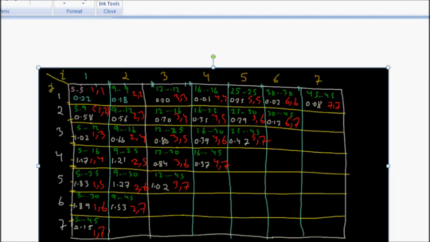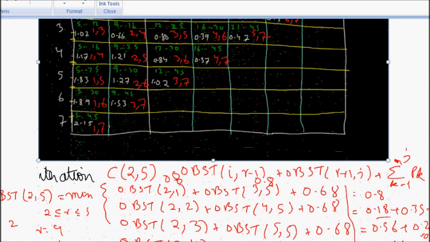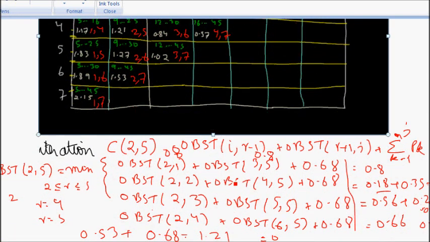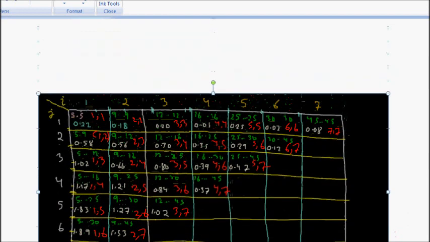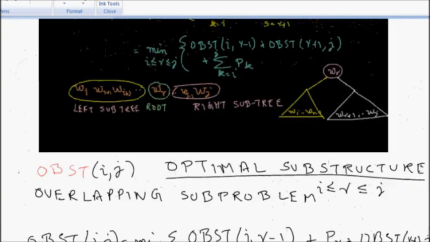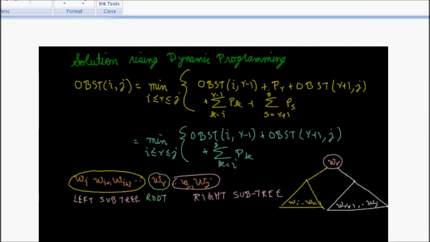And we see here that in computing 2,5, we made use of a lot of recurrence relations. So we had overlapping subproblems, and 2,7 will also have all the subproblems that we solved for 2,5. So we have overlapping subproblems and optimal substructure. So this was about the dynamic programming solution for optimal binary search tree.